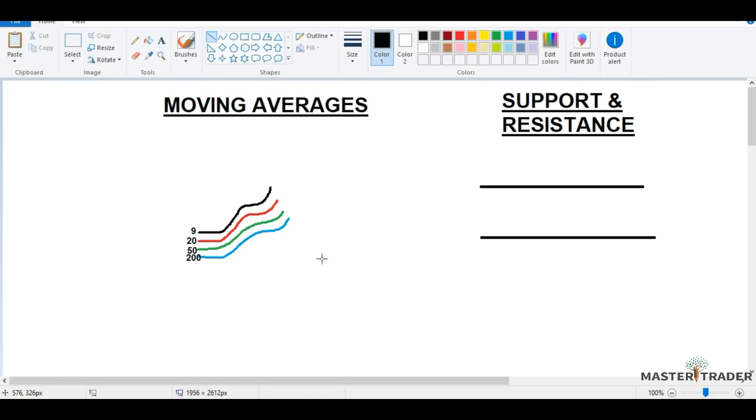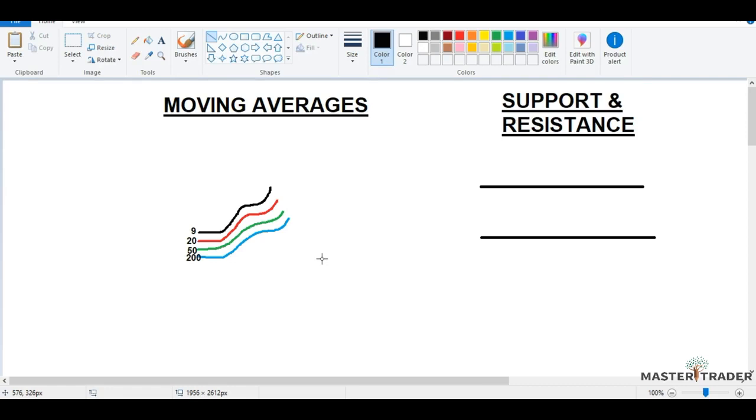So the role of moving averages is they act as good support and resistance, right? If you see price, generally it tends to take support or resistance at one of the moving averages. So we want to use that to our advantage. We're going to be using moving averages and support and resistance to identify good trading opportunities and good trading locations, right?